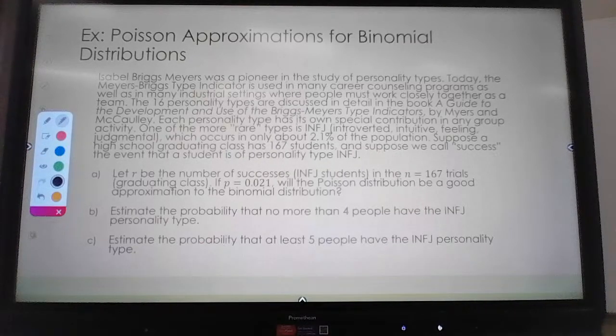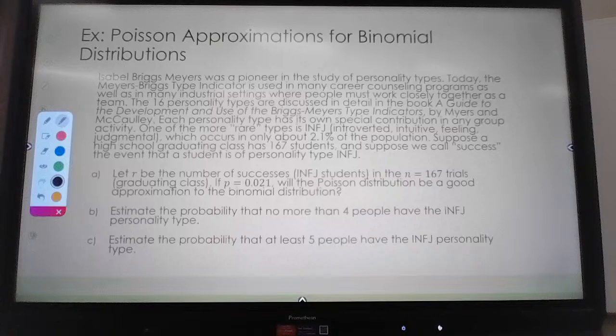Isabel Briggs-Myers was a pioneer in the study of personality types. Today, the Myers-Briggs type indicator is used in many career counseling programs, as well as in many industrial settings where people must work closely together as a team. 16 personality types are discussed in detail in her book by Myers and Macaulay. Each personality type has its own special contribution in any group activity. One of the more rare types is INFJ, introverted, intuitive, feeling, and judgmental, which occurs in only 2.1% of the population. Suppose a high school graduating class has 167 students, and suppose we call a success the event that a student is of personality type INFJ.